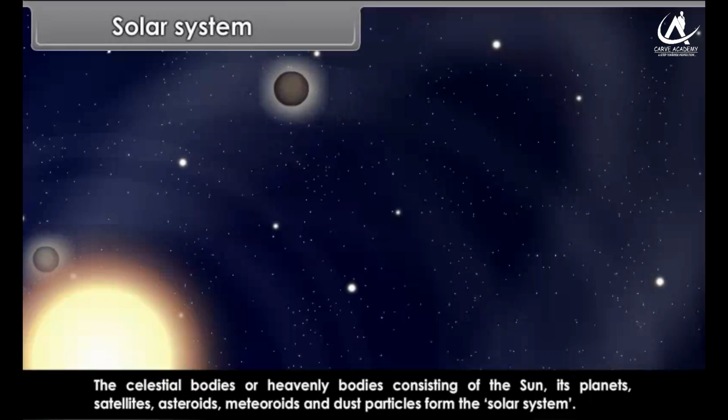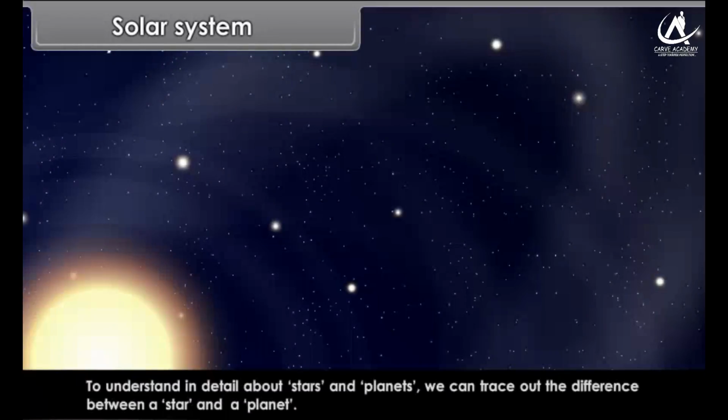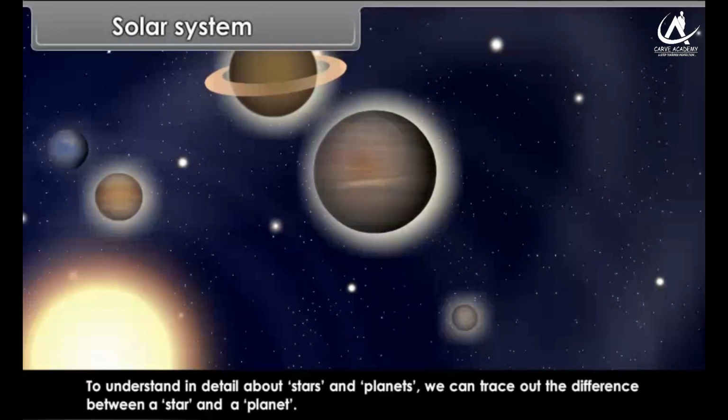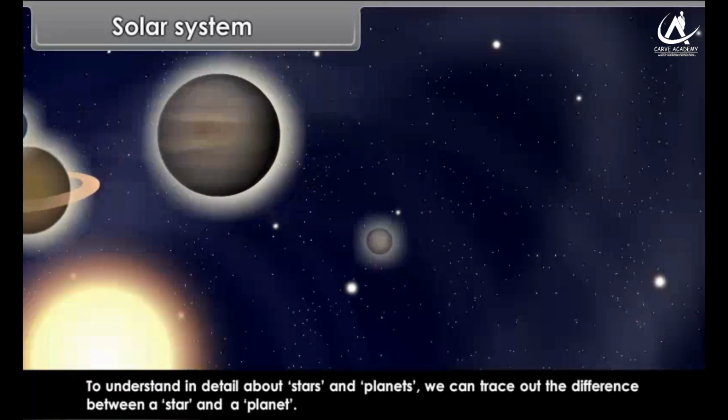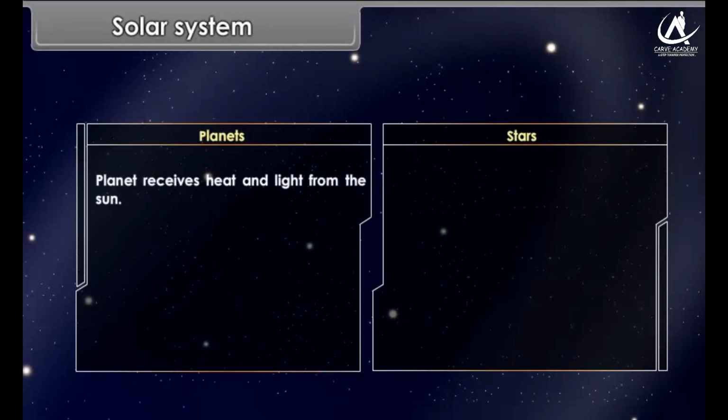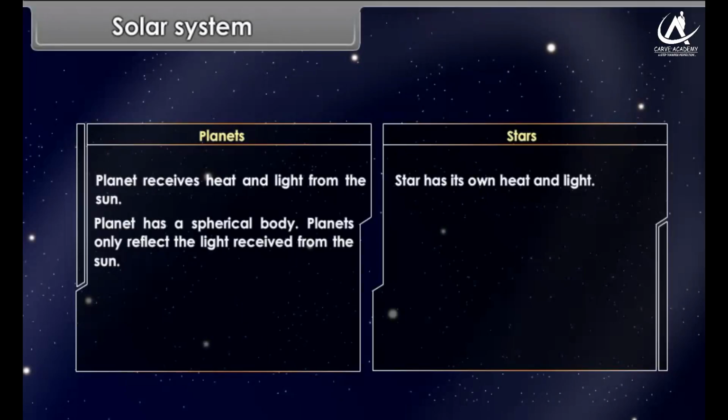solar system. To understand in detail about stars and planets, we can trace out the difference between a star and a planet. Planet receives heat and light from the sun. Star has its own heat and light. Planet has a spherical body. Planets only reflect the light received from the sun.